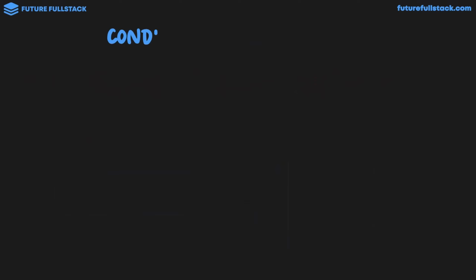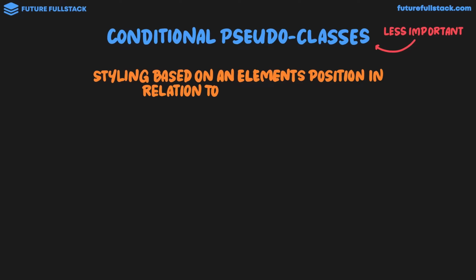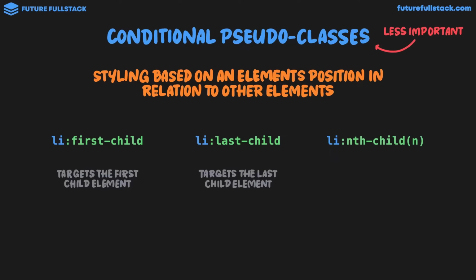Let's have a quick look at conditional pseudo classes. Conditional pseudo classes are generally less important. I'm not really going to be using them at all in the bootcamp, but I just want to show you that they exist and how they work. Conditional pseudo classes are styling based on an element's position in relation to other elements. For example, we could have the pseudo class firstChild, which targets the first child element in a list. We have the lastChild pseudo class, which targets the last child element. And there's also the nthChild pseudo class, which targets child elements based on their position. In this case, every nth child.